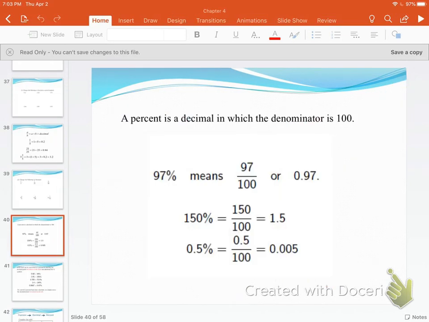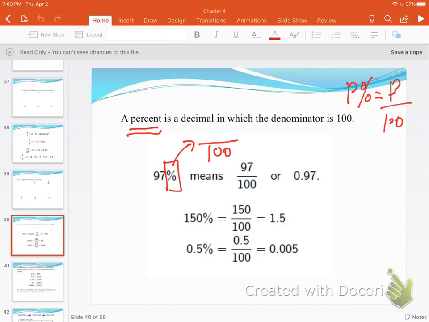Now let's look at the third part, percent. So we have decimals, fractions, and percent. What's the definition of percent? This is a notation. What does percent mean? Percent means over 100. Okay, if you have some p%, this means p over 100.